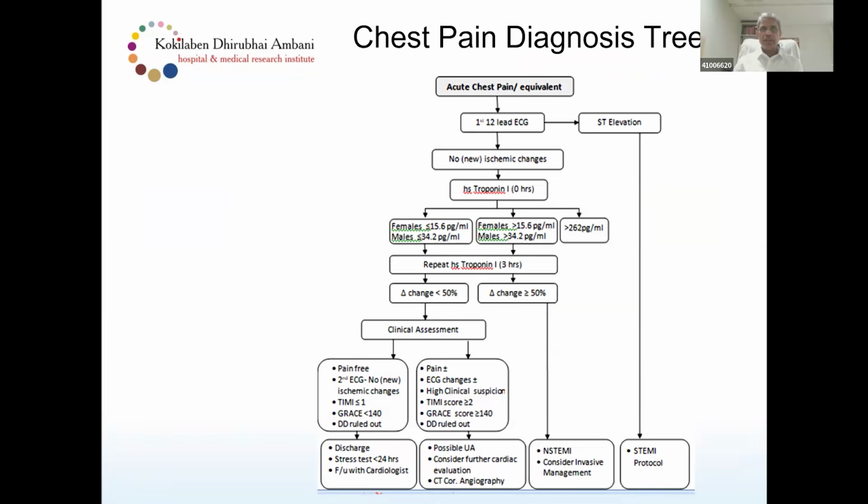So this used to be a chest pain diagnosis tree in our ED, which is based on the Abbott Architect platform and the cutoff values provided by them. So we have an HS troponin at 0 hours, and then repeat HS troponin at 3 hours and see a delta change of less than 50 or more than 50, and then classify the patient. And in some patients, we can go for CT coronary angiography. You can see there CT coronary angiography at the rock bottom of the diagnosis tree.